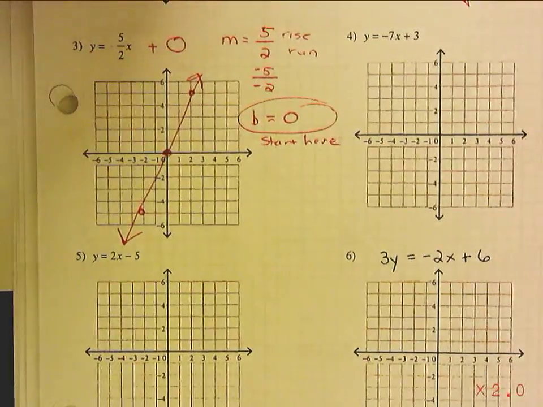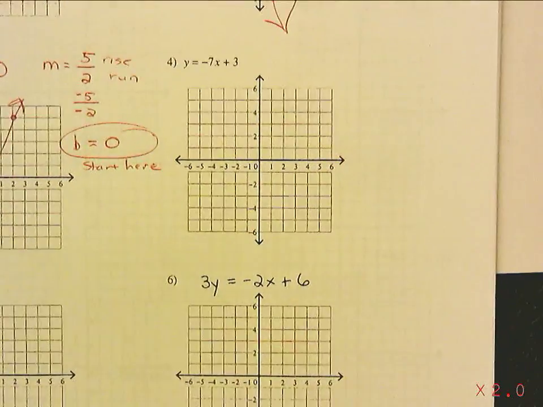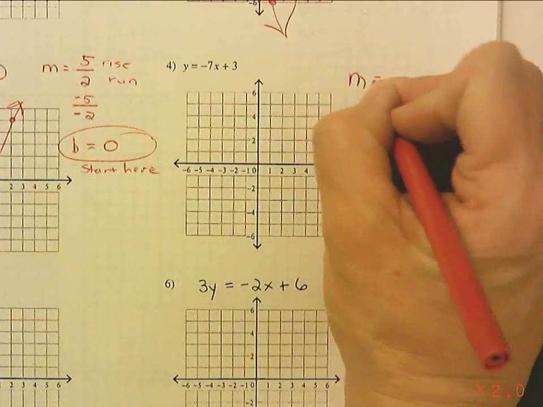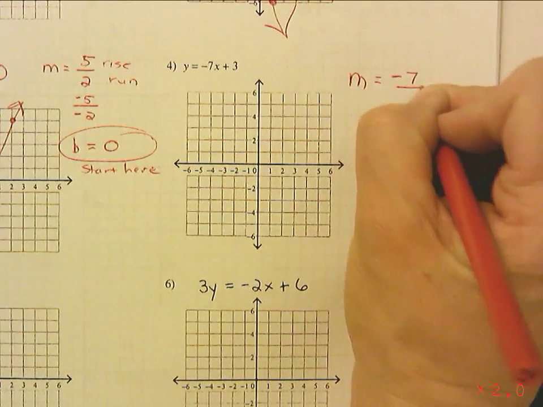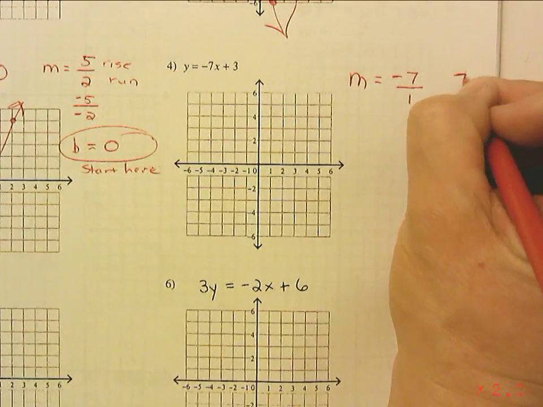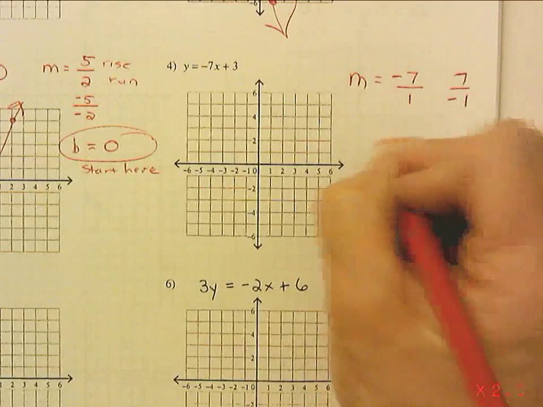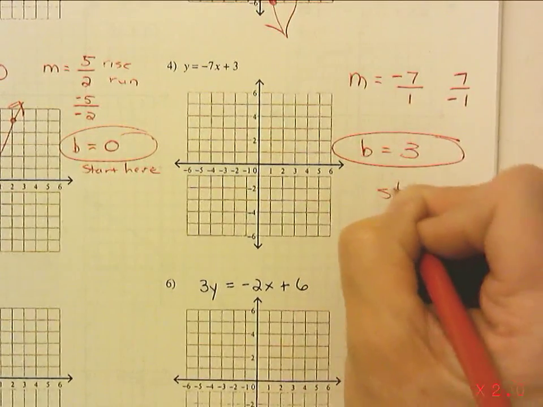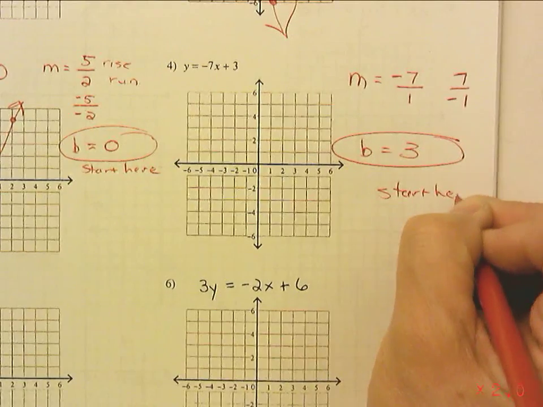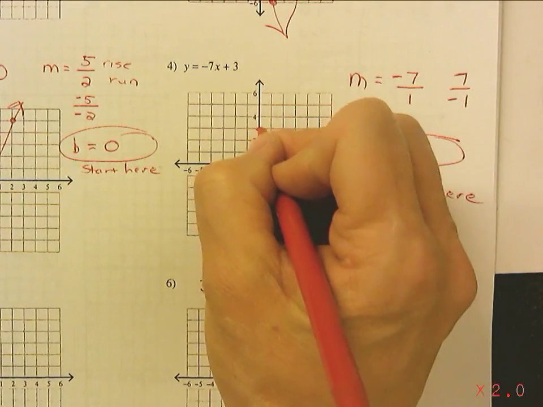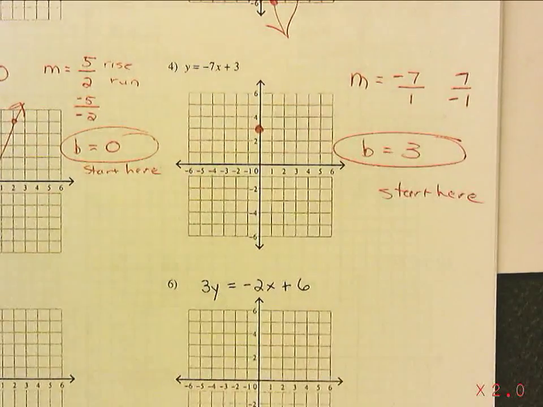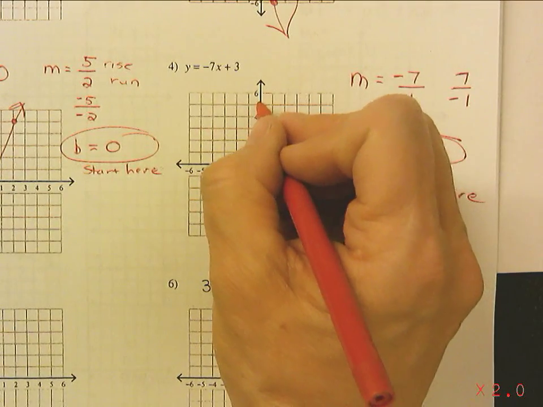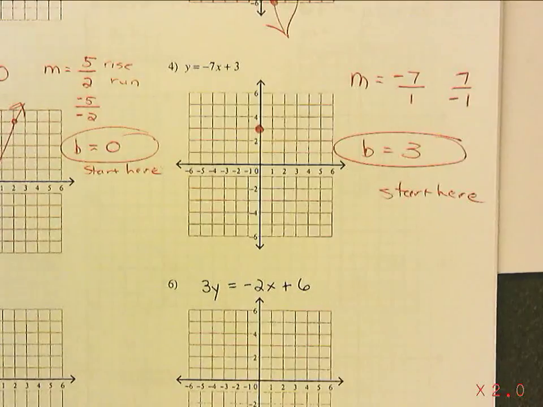Okay? And the last one we will do together, already in slope-intercept form. I say the slope is -7/1 or +7/-1. The y-intercept is 3. Circle it, start here. I start where the y is 3. And now, if I try to rise 7, what happens? I run off the graph.